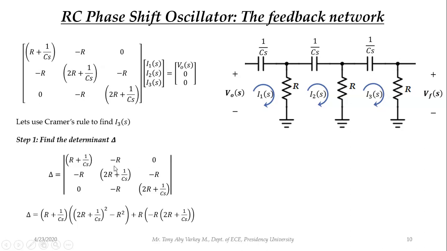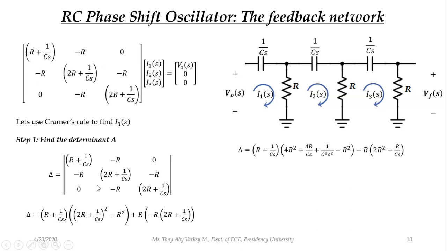So it will be R plus 1 by Cs into (2R plus 1 by Cs) into (2R plus 1 by Cs), which is (2R plus 1 by Cs) whole square, minus R into R, which is R square. Now plus R, because it is minus of minus R, so plus R into minus R into (2R plus 1 by Cs) minus 0 into minus R. So you will be getting like this.